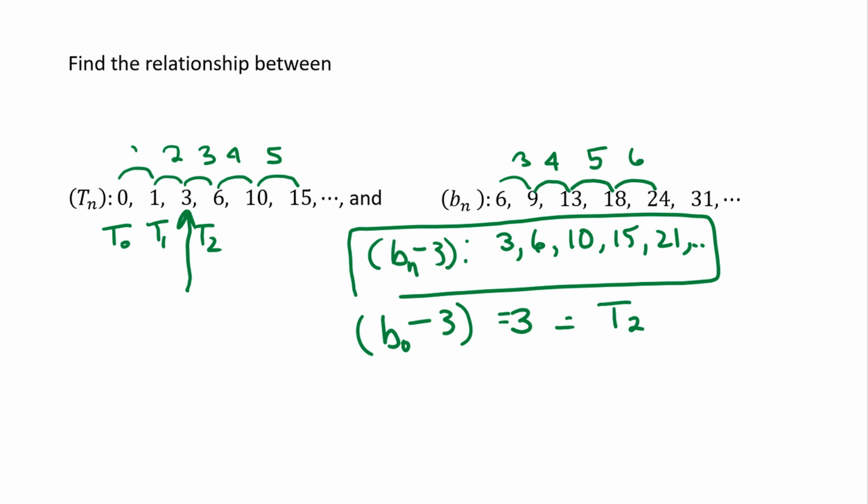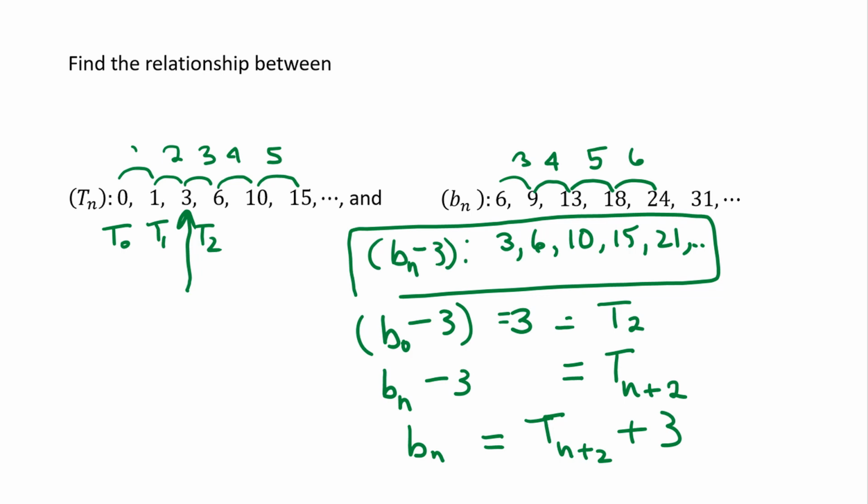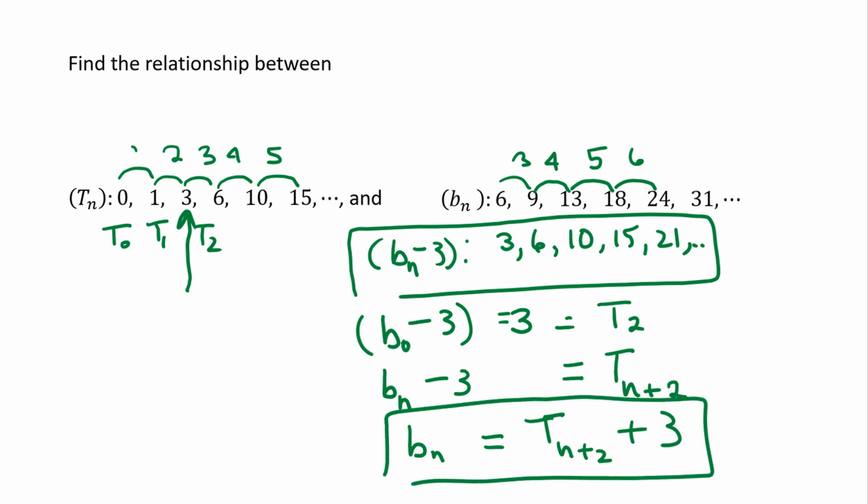Let's generalize it from the first term to the second to any nth. So this will be b sub n minus 3 equals t sub n plus 2. And we can now solve for the unknown b sub n, and that'll be t subscript n plus 2, plus 3, and that gives us the relationship between the triangular numbers and the sequence b sub n.